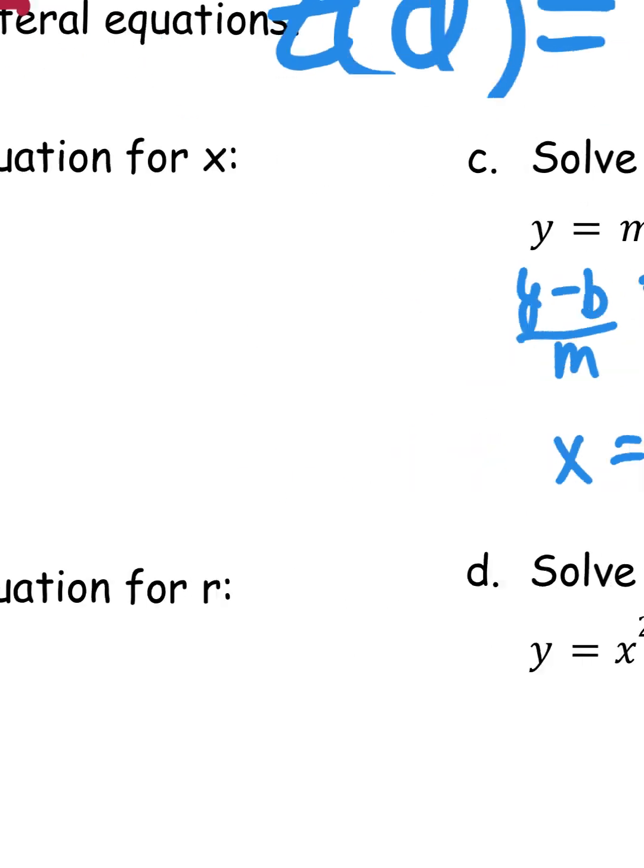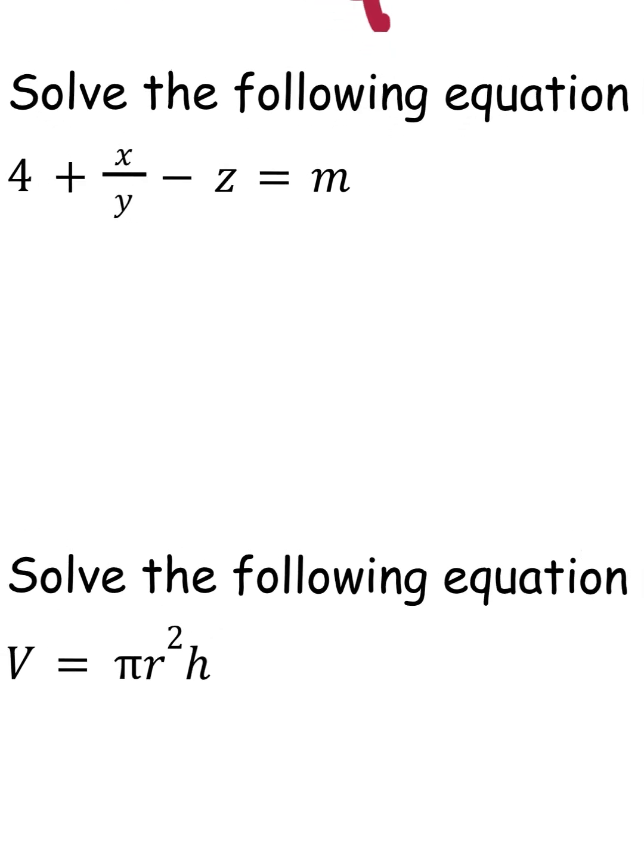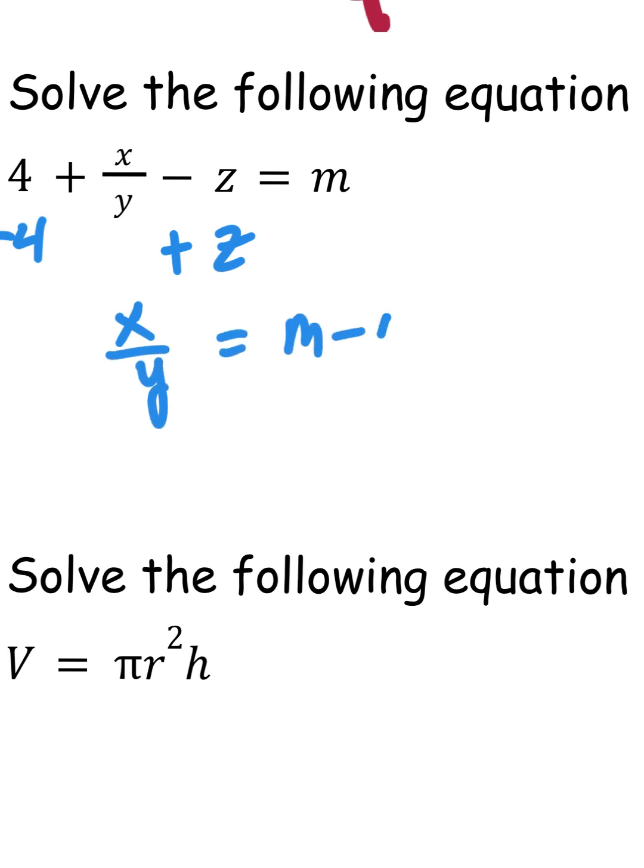Let's bounce over and do the other one that we had over here on A. This one actually has a number, but it doesn't really matter because there are so many letters in there. So our goal, once again, is to get x by itself. What would you do first? Subtract the 4. Is there something else we could do at the same time? Add the z, which means I'm going to end up with x over y equals m minus 4 plus z.